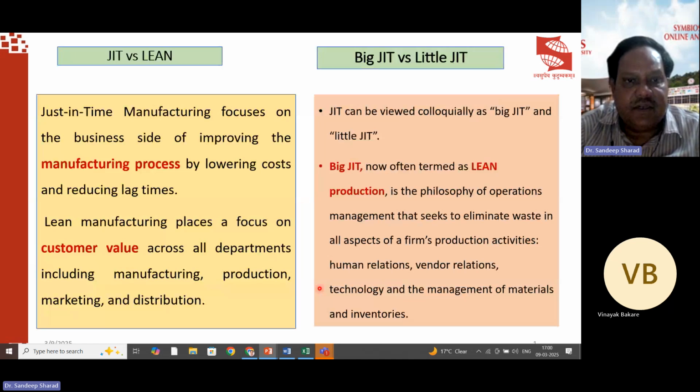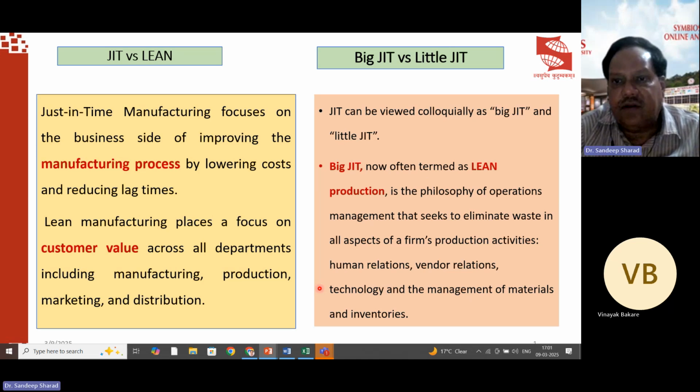JIT versus Lean. Just-in-time manufacturing focuses on the business side of improving manufacturing processes by lowering the cost and reducing the time lags. Lean manufacturing places a focus on customer value across all departments, including manufacturing, production, marketing, and distribution.